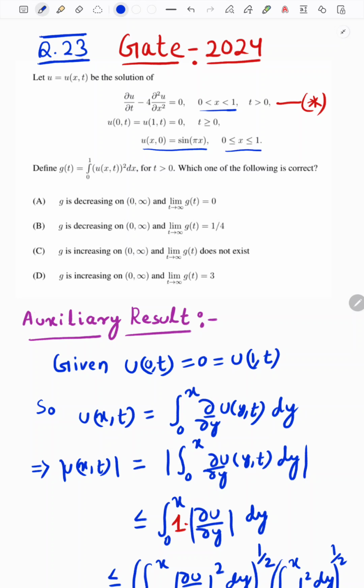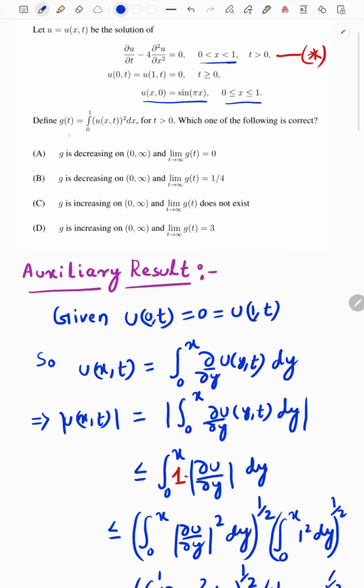And the energy function is defined in this way: g(t) is equal to the integral from 0 to 1 of g(x) u(x,t)² dx, and it asks whether the energy function g is decreasing or increasing, and what is the value of the limit when the time tends to infinity. Means it is asking about the large time behavior of this energy function g.